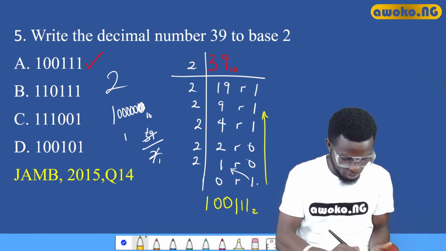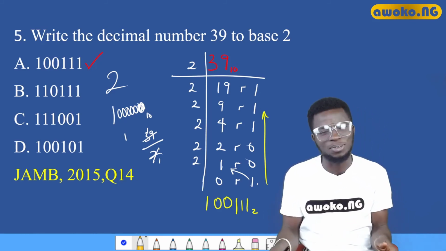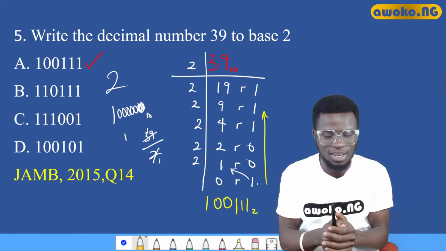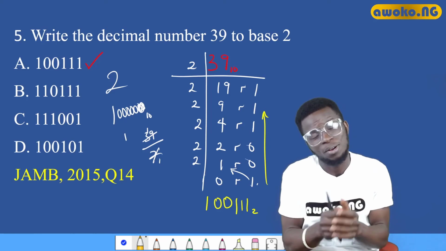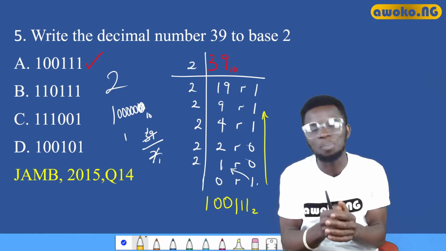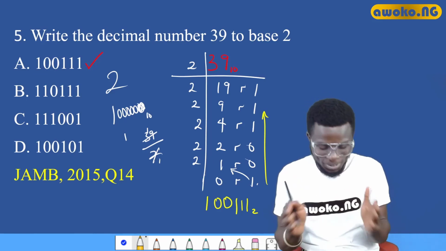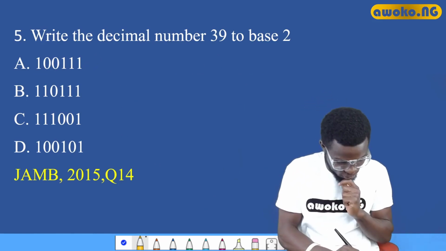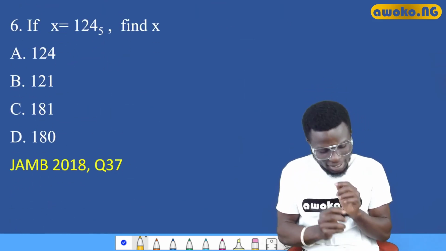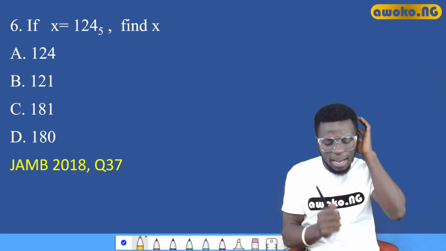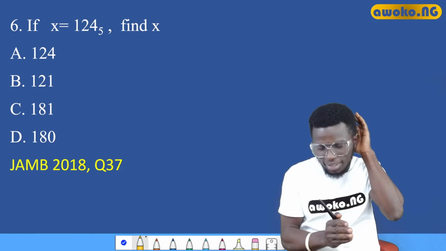Option A. So you see that these stuffs are very, very easy to understand. They are not as difficult as you think. Or probably it's because Awoko made it very, very easy for you. Is that okay? So let's go to the next question, which is, we said find x.